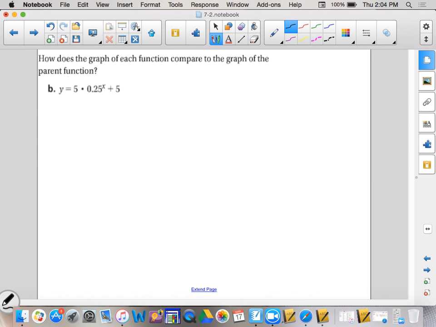y equals 5 times 0.25 to the x plus 5. What would my transformations be for this one? Stretch by what? The number right there tells me that I'm going to stretch. And then up 5.